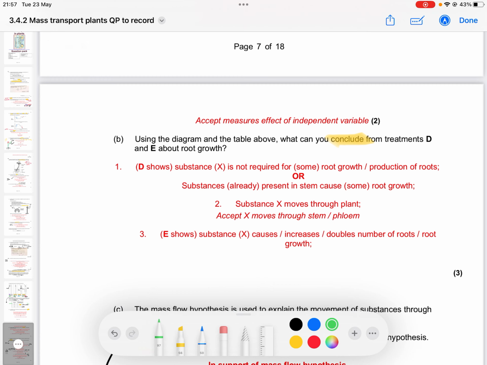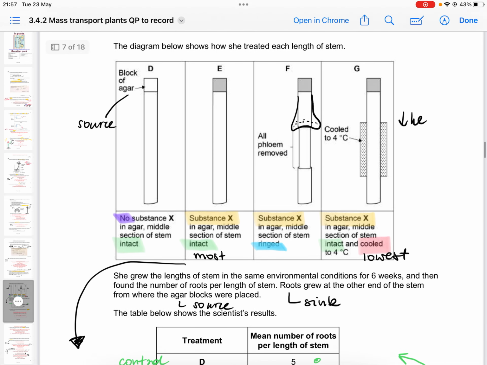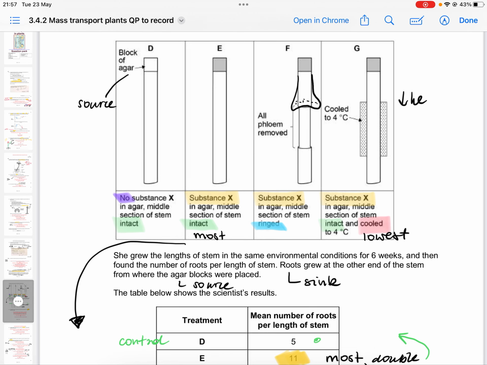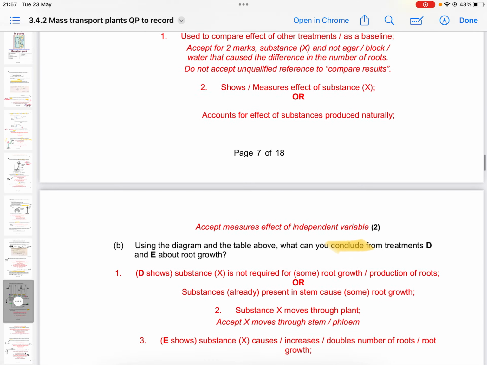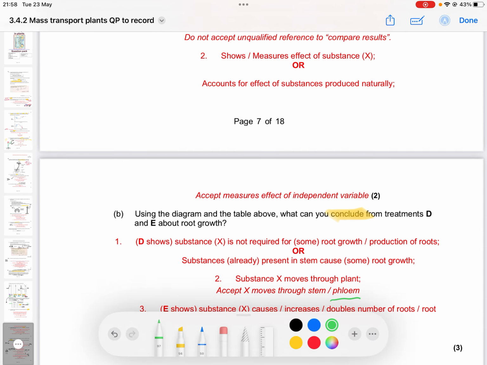Also substance X, as we can see, moves through the plant, because when the parts here have been cut off, when we're looking at F for instance, comparing with the setup in D, it hasn't achieved the same amount of roots, so there's some missing part here, so it definitely has to be moving throughout the plant. So that's what we will obviously conclude from here. It has to move from the phloem, as you can see here in the accept mark.